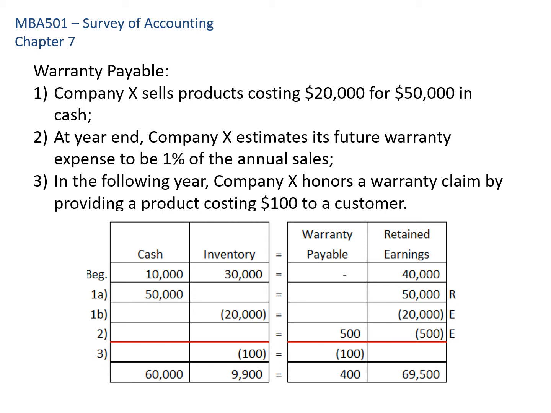So in the following year, we honor a warranty claim. We give the customer $100 worth of parts for free. When that happens, we don't recognize an expense at that point. We've already created a provision for that in our warranty payable, so we reduce that payable. In that case, we reduce inventory by $100 and we reduce our warranty payable by $100 because I'm honoring a claim that I accrued in a prior period. Again, that red line delineates 1 year from the next.